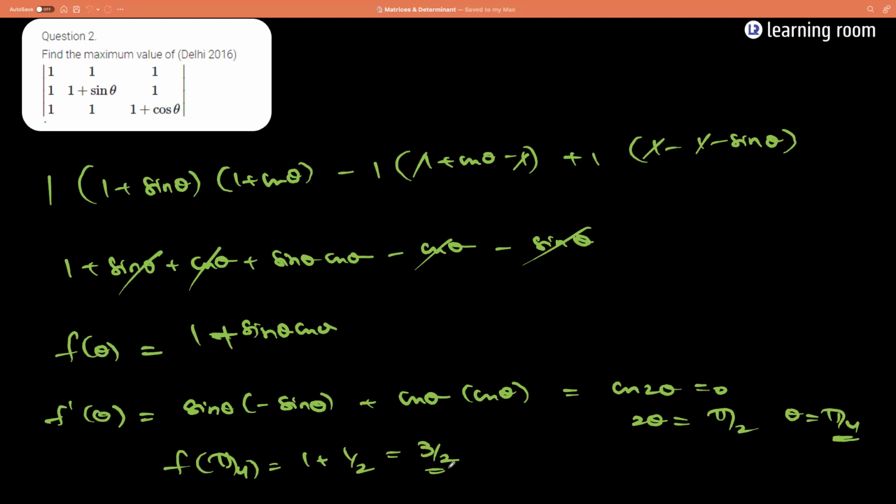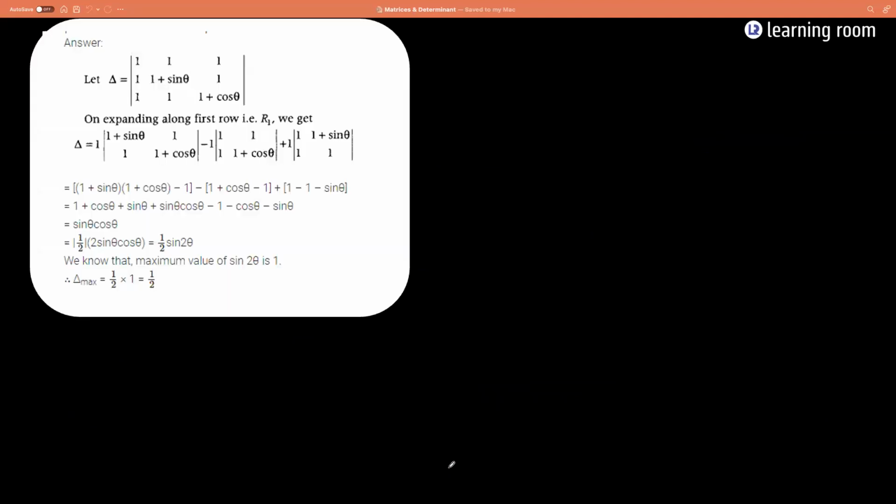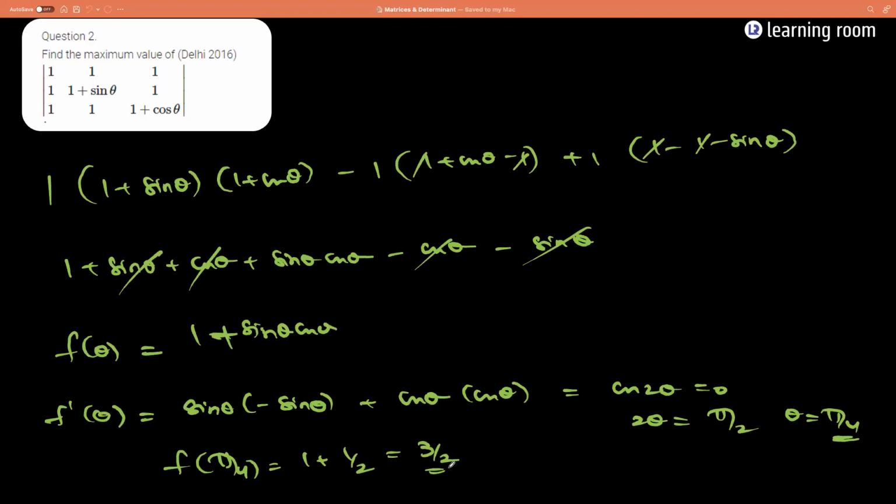Yes, sir. So they ask the maximum value. Maximum value is obtained at pi by 4, and at pi by 4 the answer is going to be 3 by 2. But wait, they have given the answer as half. Sir, you missed a one. Where? Where did I? Sir, in the first step.